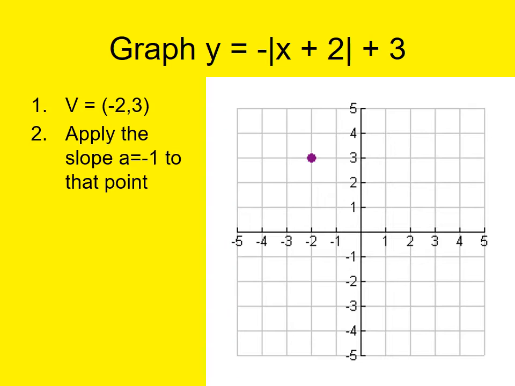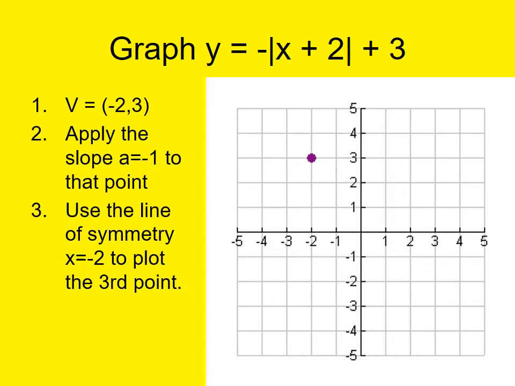So going from the point right here, we're going to go down 1 and over 1. This will be our next point, down and over 1, just as if we were doing a line. Our line of symmetry is where x equals -2 as well. Right here is our line of symmetry where x equals -2.